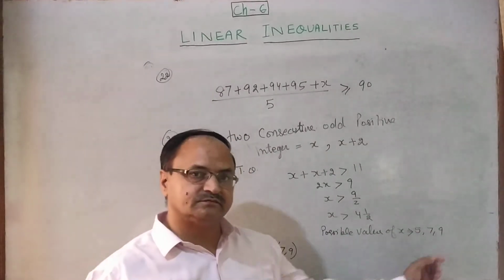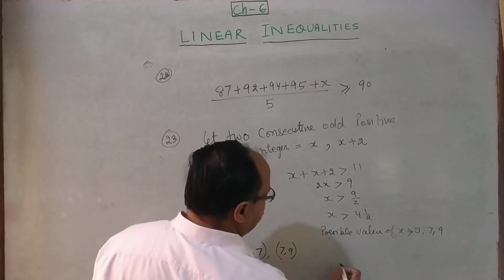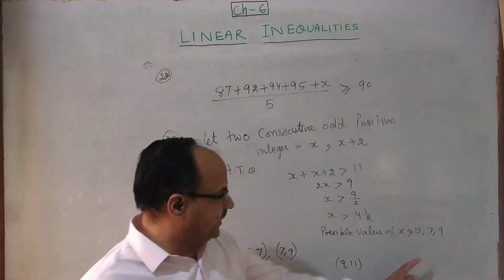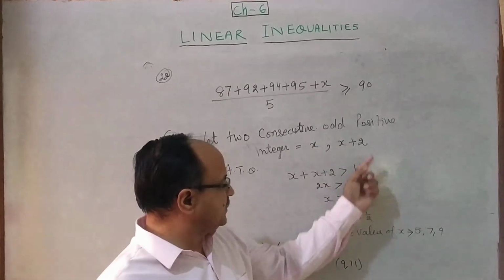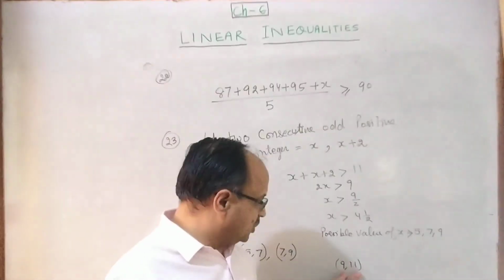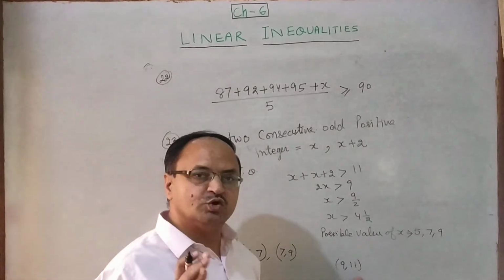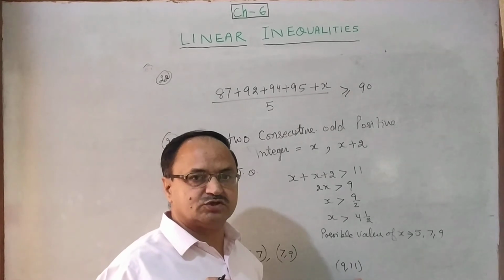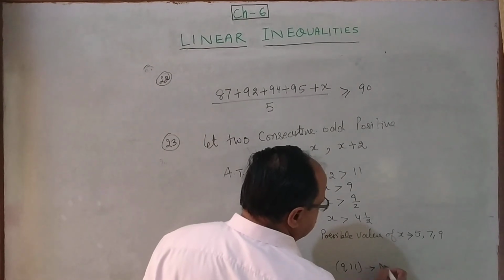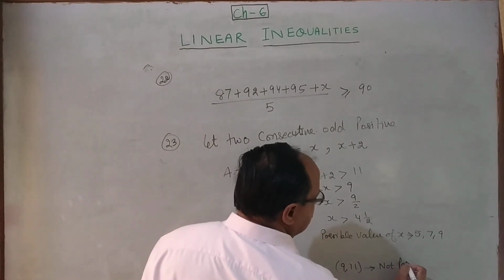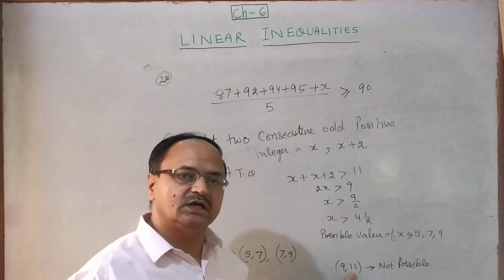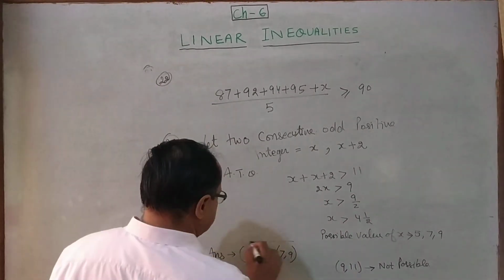If you take 9, the answer is 9 and 11. If you take 9 plus 2, that is 11, but it is not possible, because both numbers should be smaller than 10, as given in the question. Therefore, it is not possible. Only this is the answer.